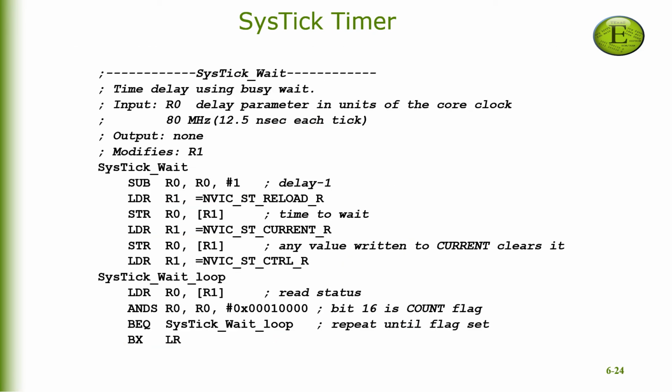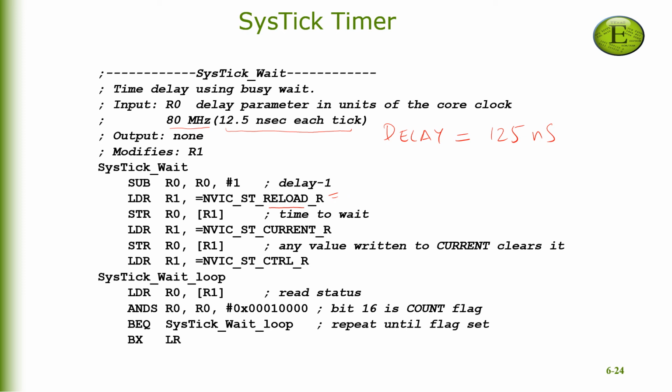Let's look at an example of introducing a delay using the timer. We're assuming that the timer is running at a clock whose frequency is 80 megahertz, which corresponds to the time period 12.5 nanosecond. That is, the timer decrements every 12.5 nanosecond. Now, for example, if we wish our delay to be, let's say, 125 nanosecond, the question is, what should be the value of the NVIC reload register?